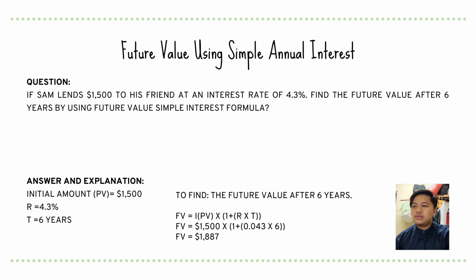And we add up the numbers. FV equals $1,500 times 1 plus 0.043 times 6. And then we got the answer, $1,887.